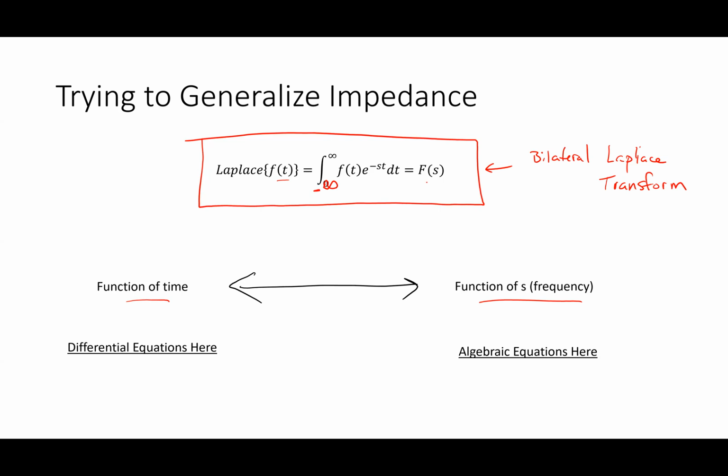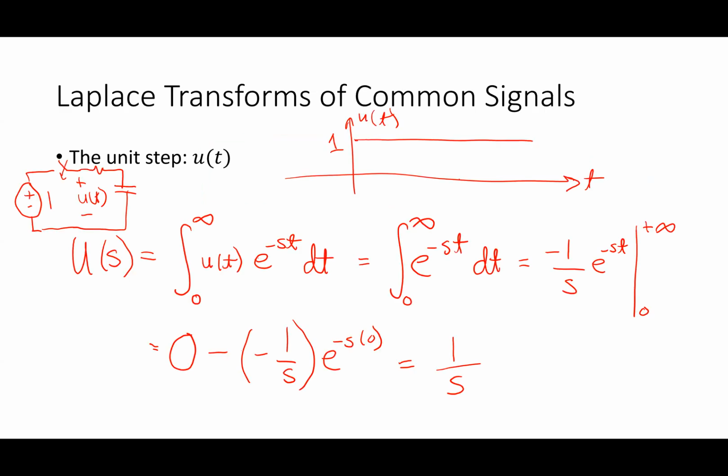So from f of t to f of s. Now, as we're going to see, that s value can be related to frequency and allows us to convert our differential equations to algebraic equations and makes the solution process a lot simpler.